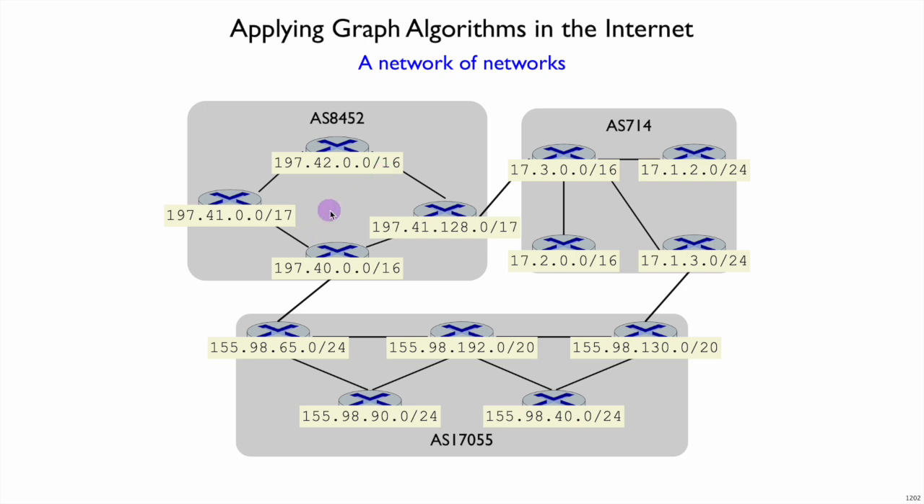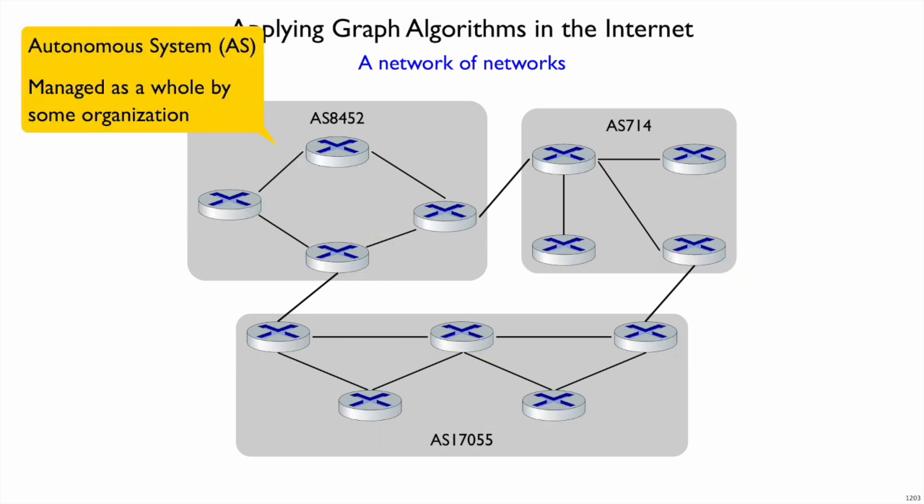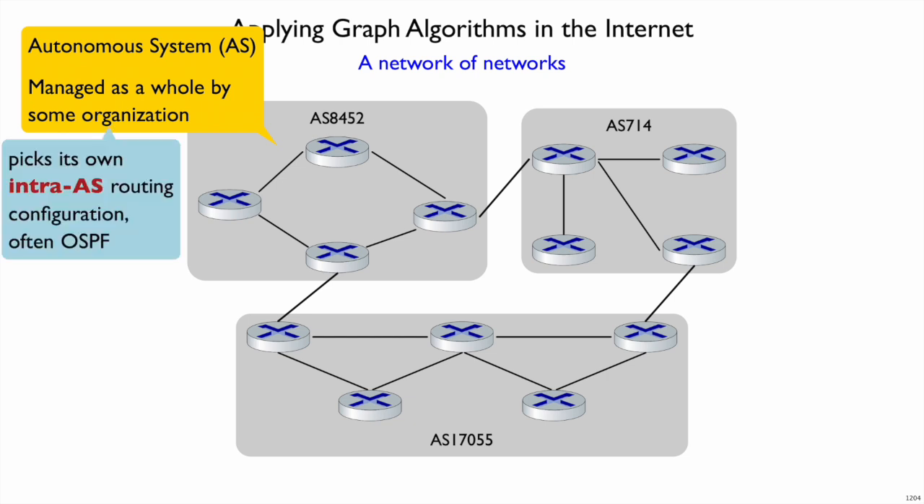197.42/16 and so on. In a given autonomous system, like AS8452 here, the routing within that autonomous system is managed by some organization, the one associated with that autonomous system. That organization is free to pick whatever algorithm it wants to set up routing within that autonomous system. A typical choice, though, is OSPF. That is a link state algorithm that is based on Dijkstra's algorithm.